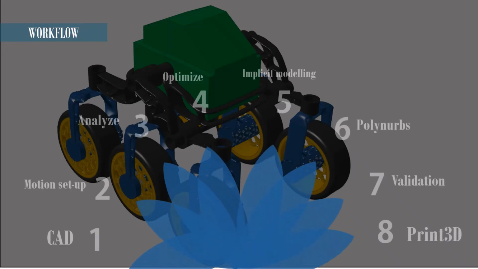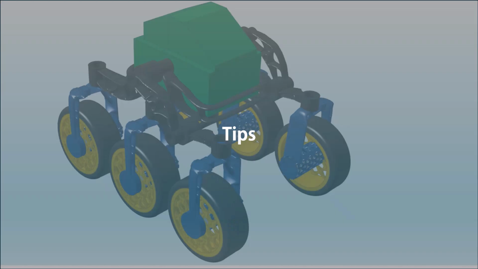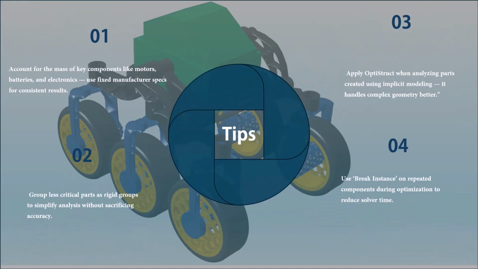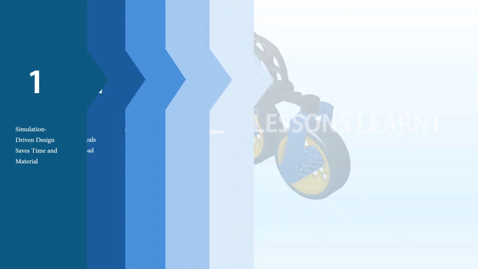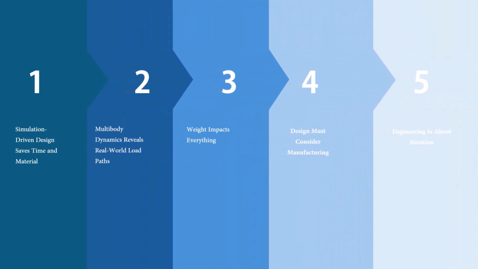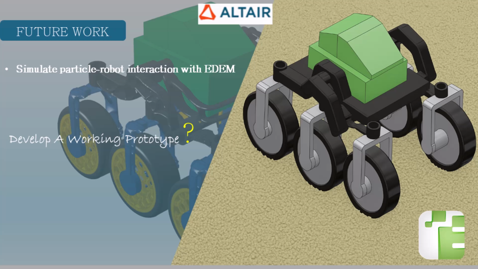This is the workflow I followed for the process. Along the way, I discovered a few helpful tips that made the work easier and more efficient. Altair Inspire made the entire process seamless. Honestly, this is a great tool for product design, especially for startup companies. From this project, I've learned that reducing weight doesn't just improve strength, it boosts efficiency, lowers power consumption, and cuts manufacturing costs. As future work, I plan to analyze the robot's interaction with different terrains such as sand, gravel, and soft soil using Altair EDEM.